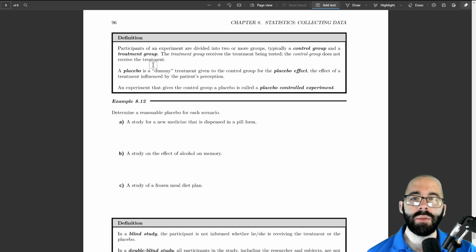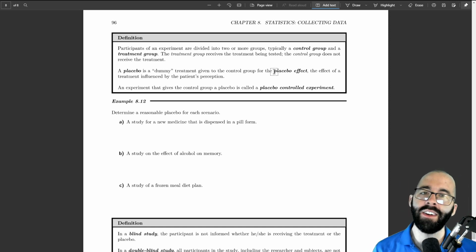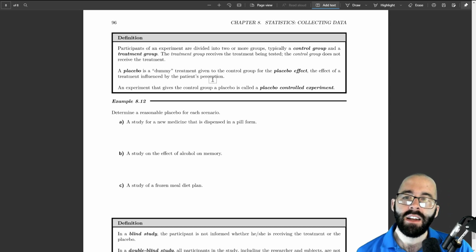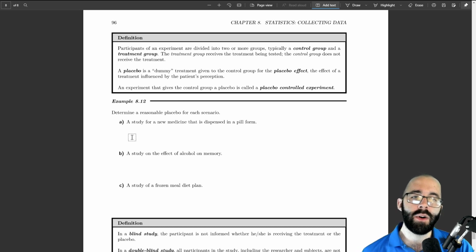Anyway, a placebo is a dummy treatment given to the control group for the placebo effect, which is just the effect of a treatment influenced by the patient's perception. So if you think you're getting treated, you're going to feel like you're getting treated, and that's going to make some changes. You can Google a lot about the placebo effect. It's very strong. Even if you know you're getting a placebo, there's still a placebo effect. That's how strong this thing is. It's very cool. I won't talk about it too much here because this video is already getting long, but very fascinating. Finally, an experiment that gives the control group a placebo is called a placebo-controlled experiment.